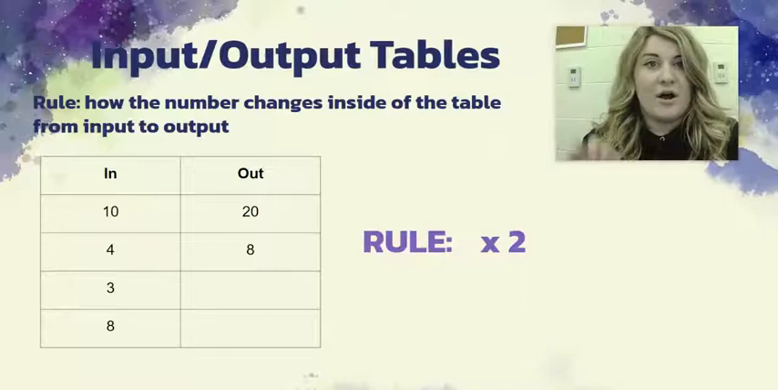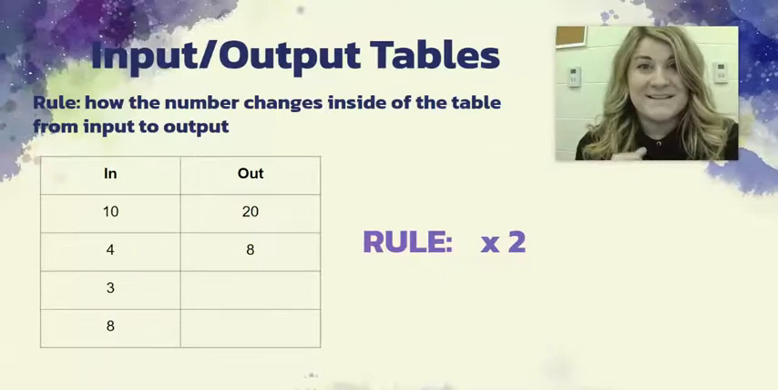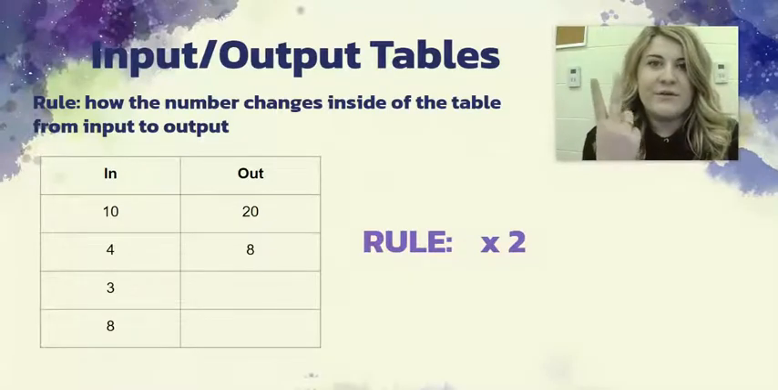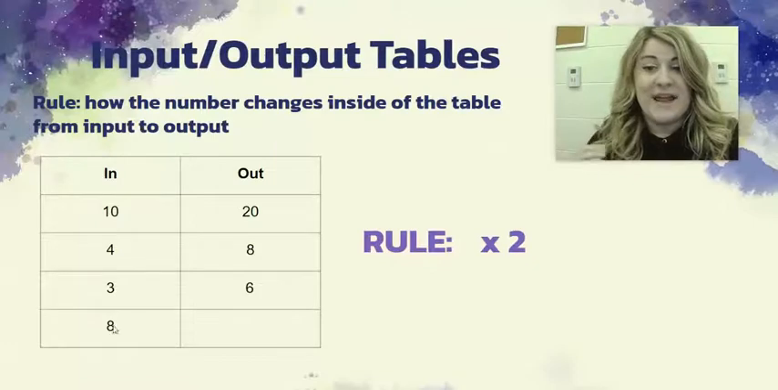You can either draw circles, 3 circles, and put 2 in each group to get your answer, or you can skip count by 2s. I like to skip count by 2s because it's a lot easier that way. So let's skip count by 2 3 times. 3 times 2. 2, 4, 6. Same thing for 8. We're going to do 8 times 2 to see what that comes out as.